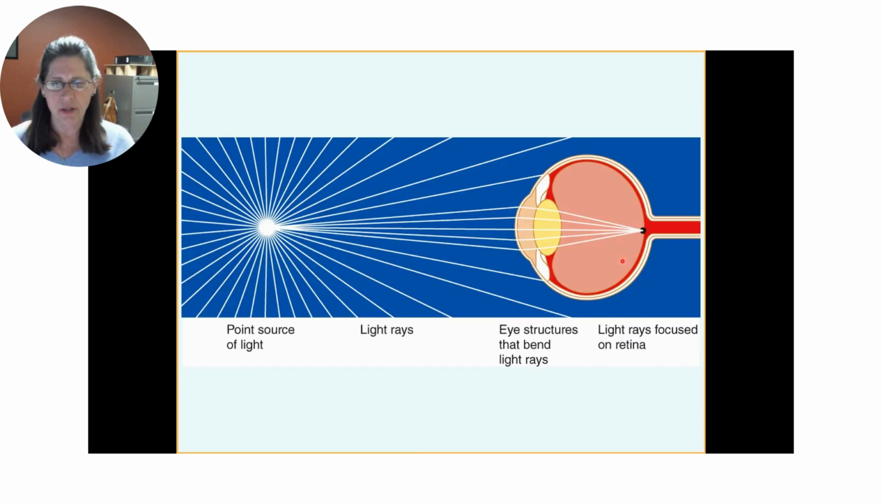So here, let me show you. This shows you, here's a source of light. Light just kind of radiates out in all directions. It comes to our eye. And so we have the cornea and the lens, which helps to bend the light. And a healthy eye will bend the light onto that fovea. Again, the point where we have a high concentration of cones. So that's where we get the highest visual acuity.